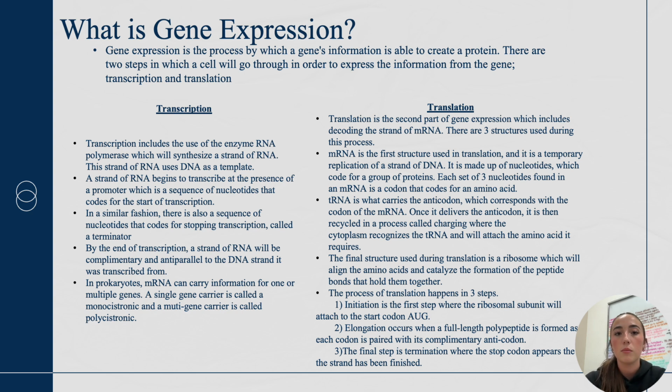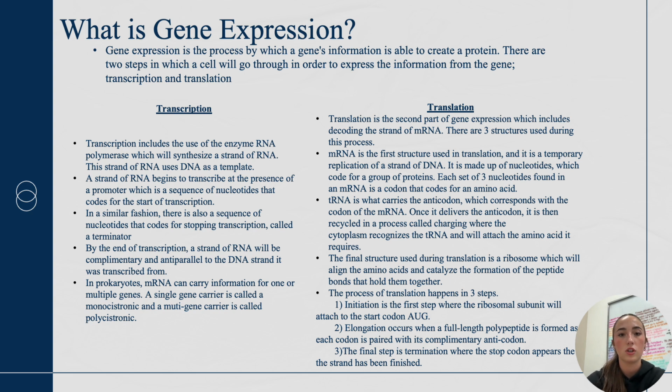And moving on to the second part of gene expression, that's translation, which basically decodes the strand of mRNA, and there are three main structures used in this process. The first is mRNA, as I previously mentioned, our messenger RNA. It's a temporary replication of a strand of DNA, and it is made up of nucleotides, which code for a group of proteins. Each set of three nucleotides found in mRNA is called a codon, and it codes for a specific amino acid.